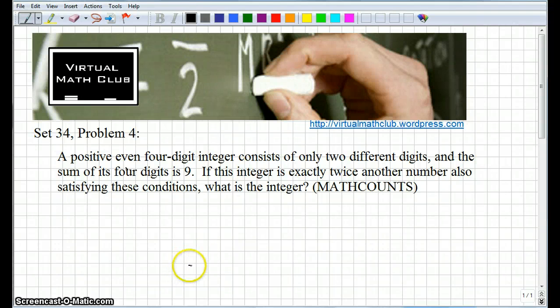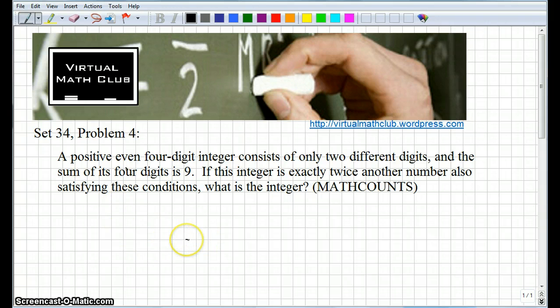Problem number 4. A positive, even 4-digit integer consists of only 2 different digits, and the sum of the 4 digits is 9. If this integer is twice another number also satisfying these conditions, what is the integer?